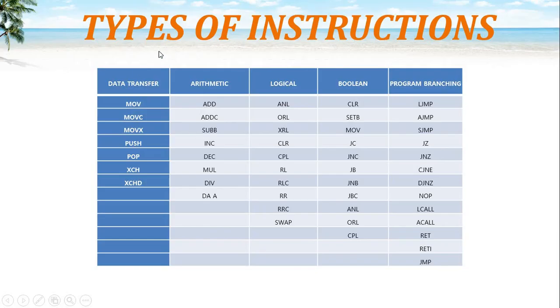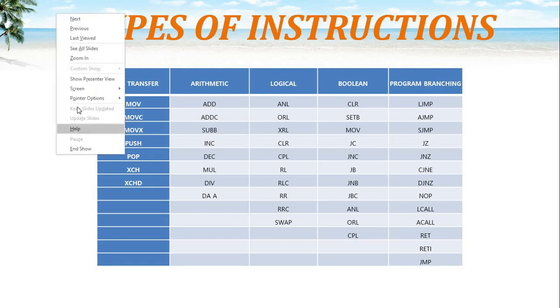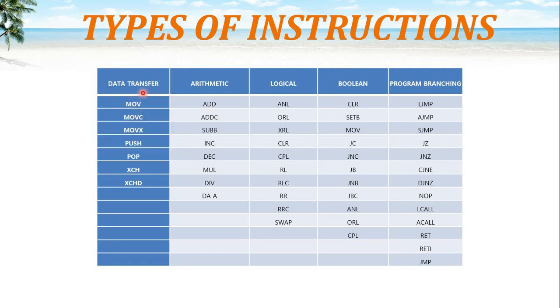First, the types of instructions. In data transfer instructions, mainly we use move instructions, push and pop instructions, and also some exchange instructions. Data transfer is nothing but transferring data from one destination to another. Next are arithmetic instructions. They perform arithmetic operations like addition, subtraction, multiplication, division, as well as rounding off the decimal digit, that is decimal adjust, and also increment and decrement operations.